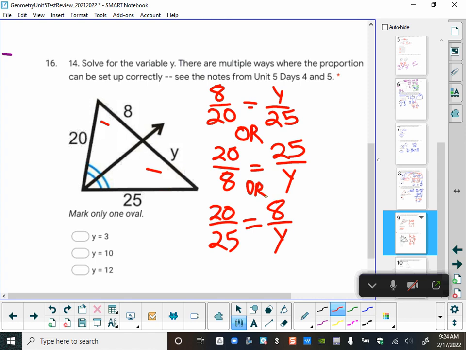All right, what did we get? 10. Good. Questions? Well, you had to multiply 25 times 8. That's what happened. Multiply 25 times 8. Oops, sorry. Yeah, I think you divided accidentally. Yeah, you gotta multiply. Okay. Here we go. Last one.